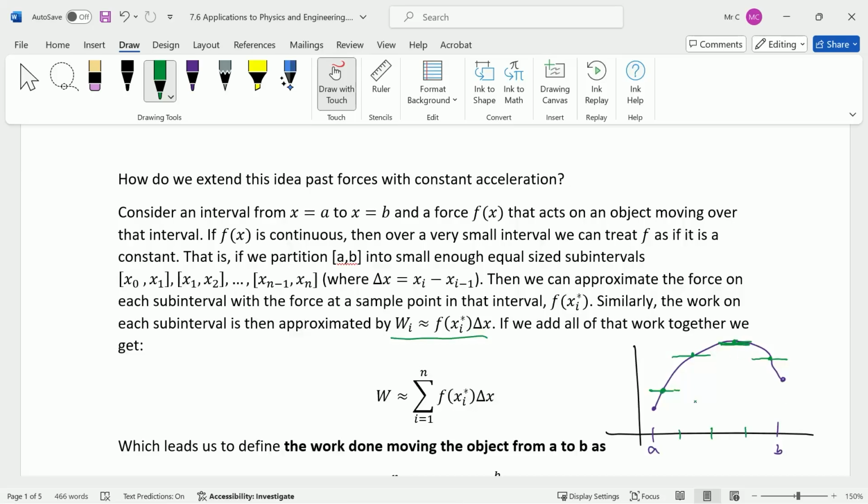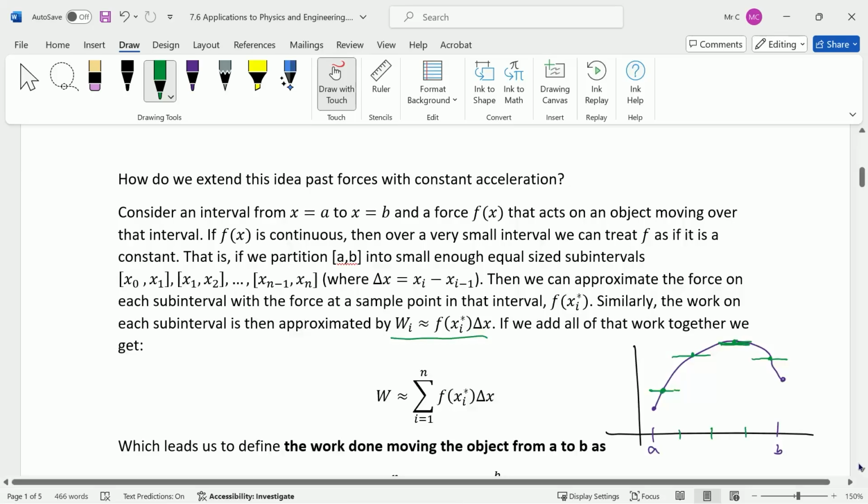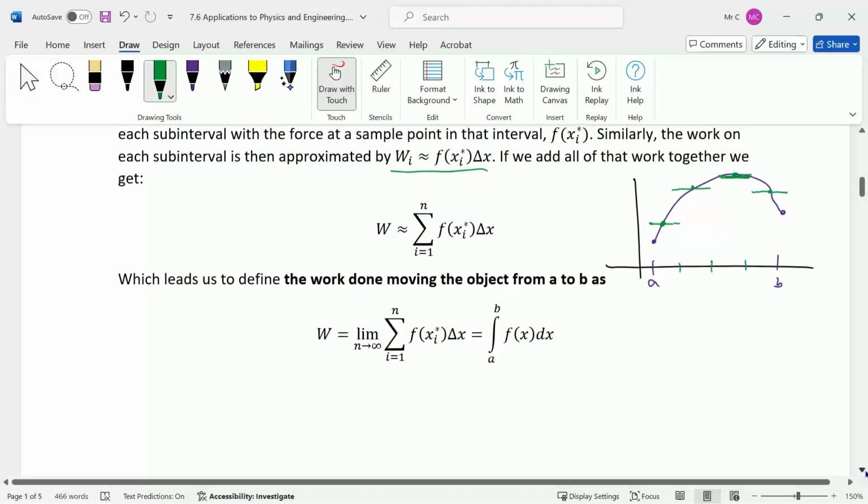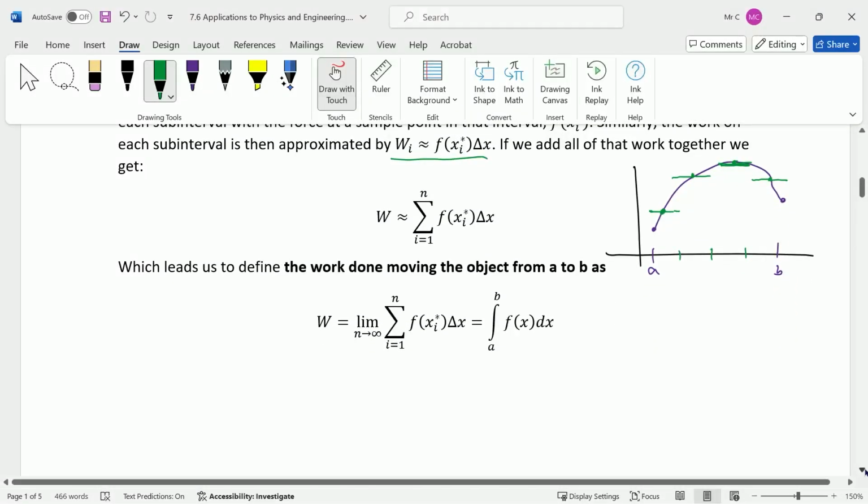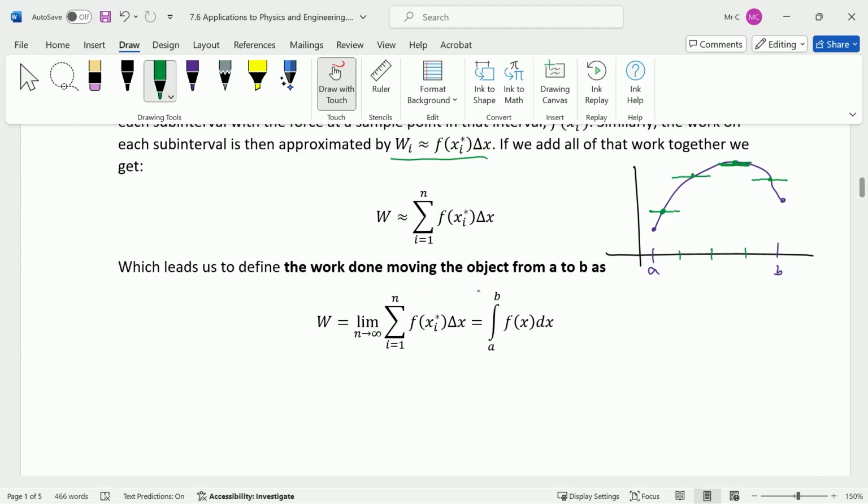So of course, in the picture I've drawn here, n would be 4, but ideally you'd use a lot more partitions, a lot more subintervals, so that you get a better approximation. Well, that naturally ties into our definition of the integral. So if we want to find the work done moving an object from a to b, we want to take the limit as the number of approximations goes to infinity, and that's going to end up giving us the exact value of the work. And we know that that limit of that Riemann sum is, by definition, the integral from a to b of f of x dx.